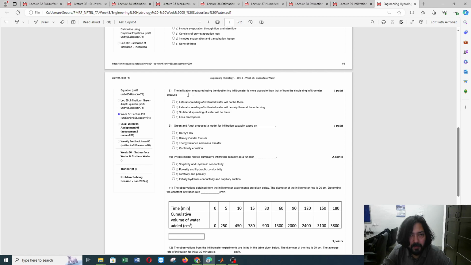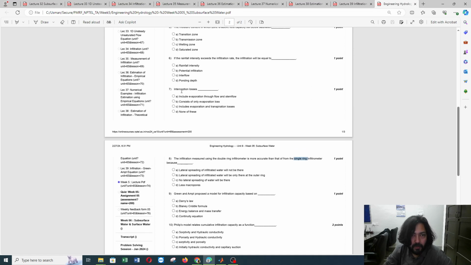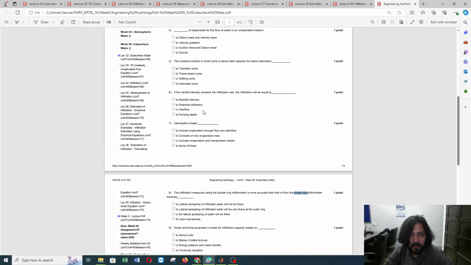Then, infiltration measured using a double ring infiltrometer is more accurate than that from a single ring infiltrometer. So we know the reason now why we are using a double ring infiltrometer and what the limitations of a single ring are. Also, what are interception losses? At the very beginning of the class we studied about types of interception losses. Then we studied about two different cases.